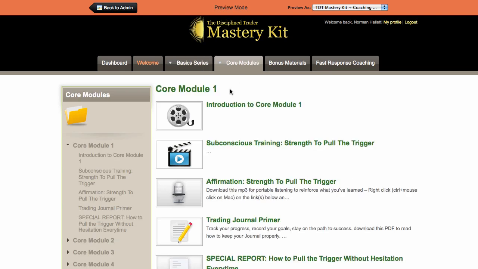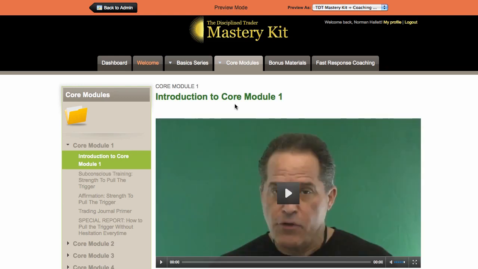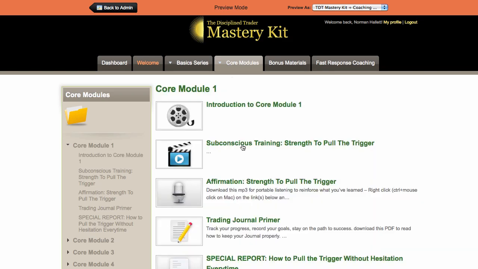Core module 1, for instance, has the introduction. Each one of these sections, in any section, always starts with a video from me outlining what this whole section is about. So the core module 1 is we hit on the strength to pull the trigger. This is a subconscious training. You'll be taking this training once a day. It's only a 7-minute training.